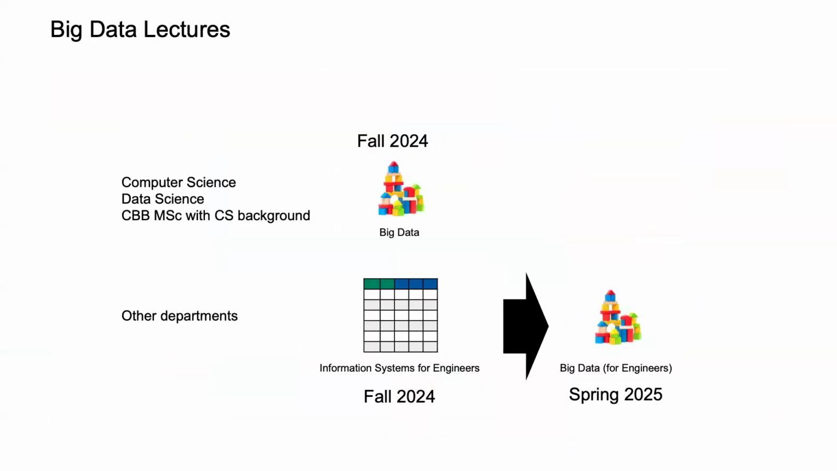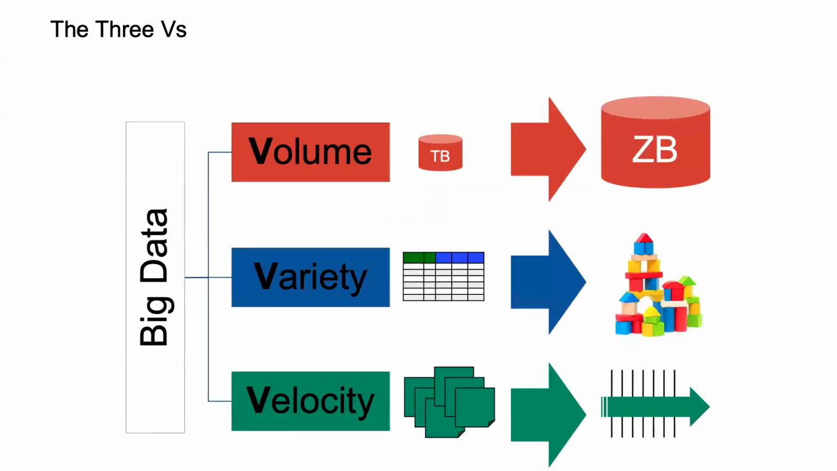So this is the menu, right? So for the big data lecture this semester, that's for computer science and data science students. And we have this series of 2 courses. These are the good old databases from the 70s, and these are the newer things that popped up in the 2000s. Big data for engineers, next spring.